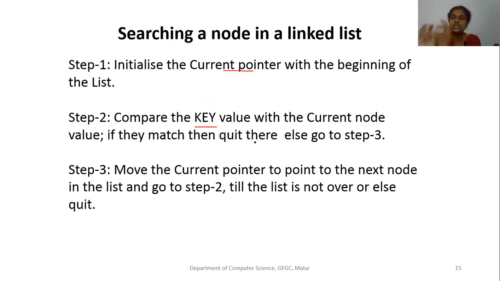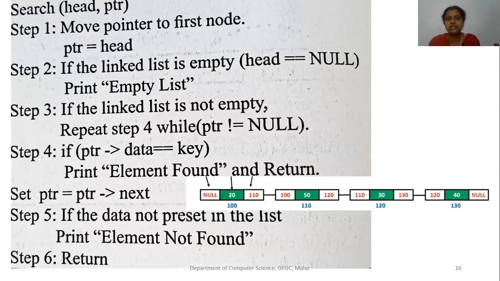If the node has it, take that value, print it and tell the position. It is found in position 2. In case it is not there, come to the end and say the item is not found. That's all. That is what is explained here. The same algorithm we have seen in the single linked list, we will use here also.